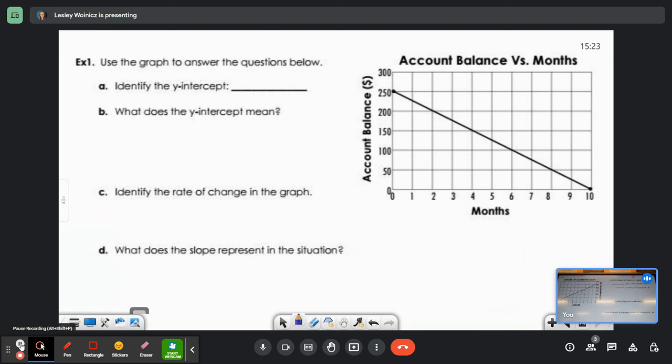Okay, now we have to use the graph to answer some questions. Here I've got account balance and months. What is happening to this account balance?